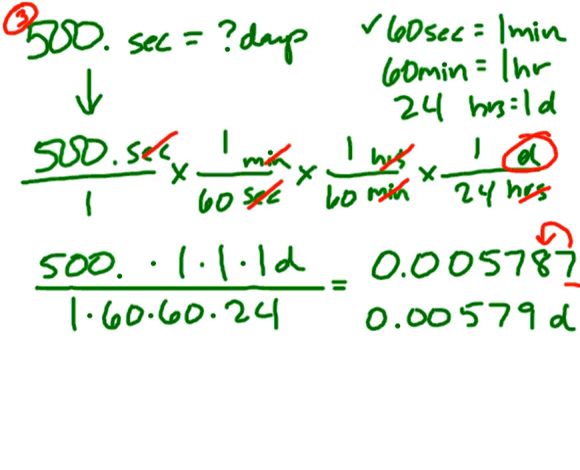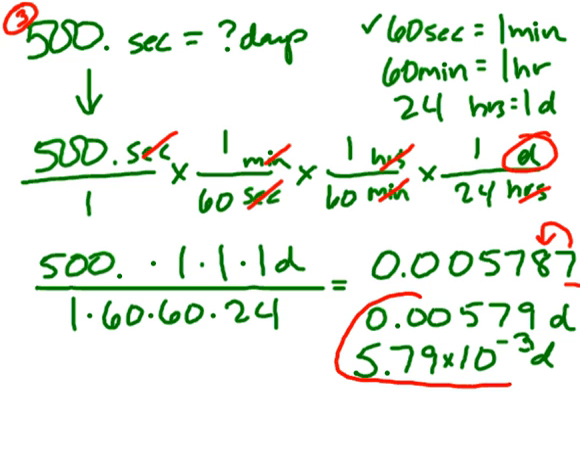If I want this in scientific notation, 5.79 times 10 to the negative, what, 1, 2, 3 days. Either one of those is correct. Make sure you have your units, make sure you have your appropriate number and your appropriate number of sig figs. Okay? We'll do one more.